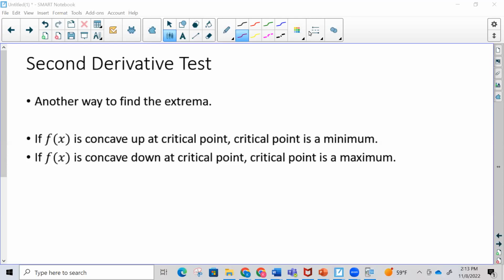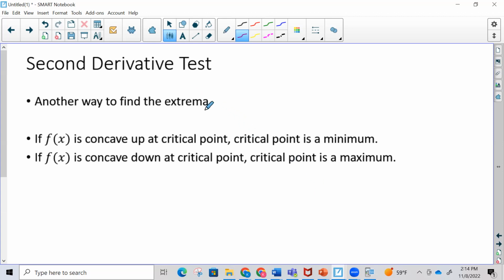Now, there's a second way to find max or mins involving the second derivative. The second derivative test helps us find max or mins. It's different than using the second derivative to find concavity, so just be careful. Students often mix that up.